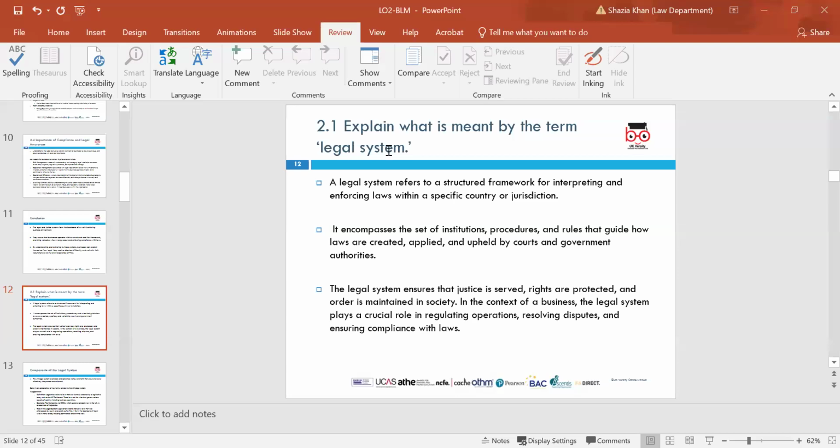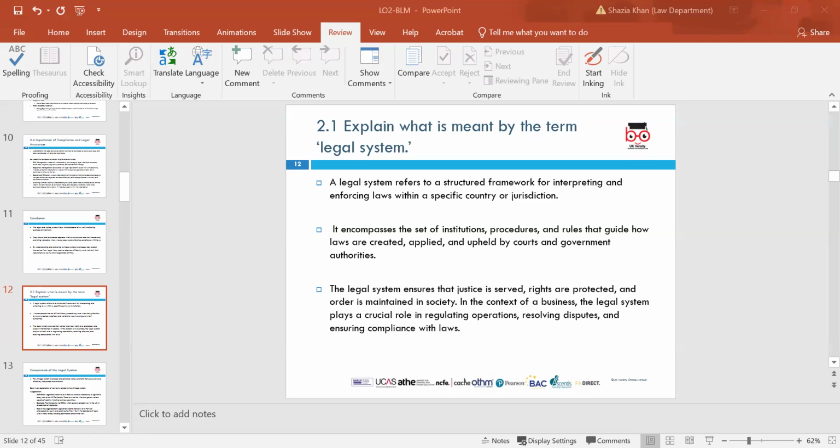Now we're going to go on to 2.1, which is looking at explaining what is meant by the term legal system. So the UK legal system is a set of institutions, rules and procedures that govern the administration of justice. It ensures that disputes are resolved and laws are enforced, and individuals are protected in that jurisdiction. It's a framework of rules, procedures, and institutions to interpret and enforce the law. And it's there to help individuals as well, make sure everyone is protected within the UK.